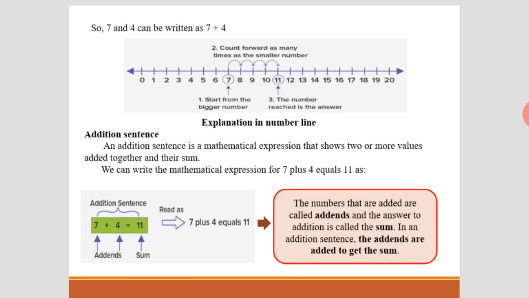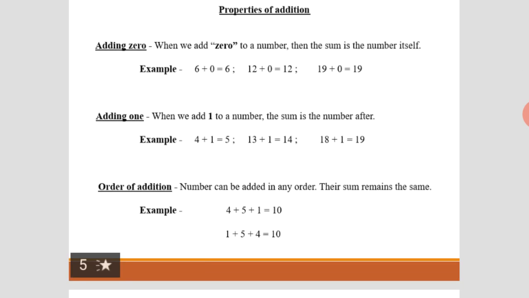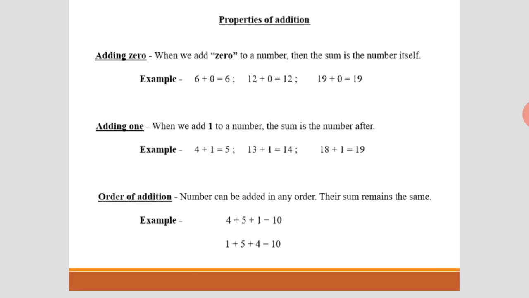Addition sentence: the numbers added are called addends. The answer to the addition is called sum. Next, let's solve another example, properties of addition. Let's understand what exactly it means, the first property of addition, which is adding 0. When you add 0 to a number, the sum is the number itself.